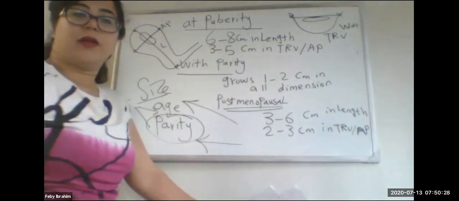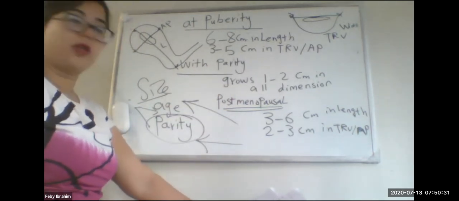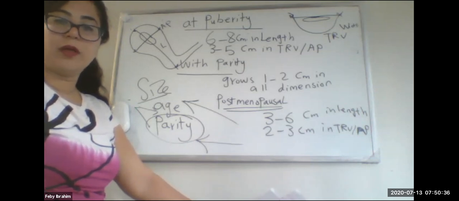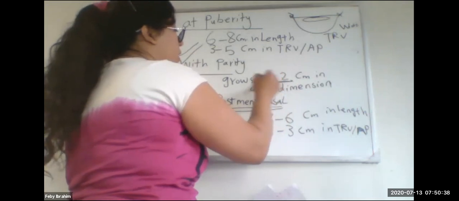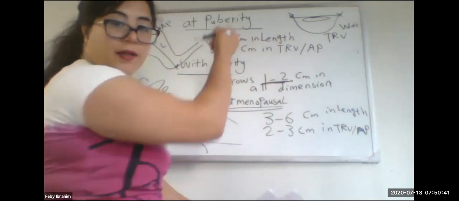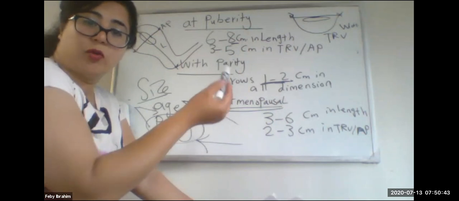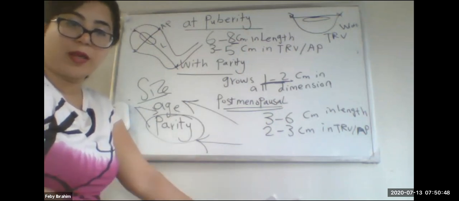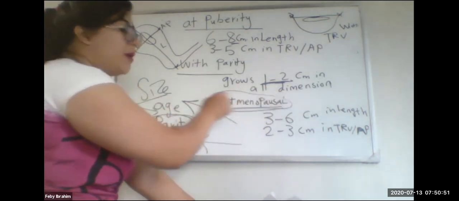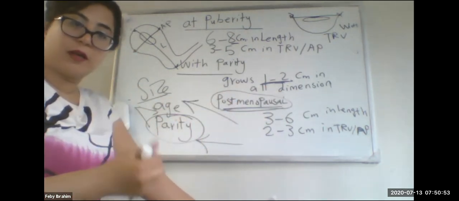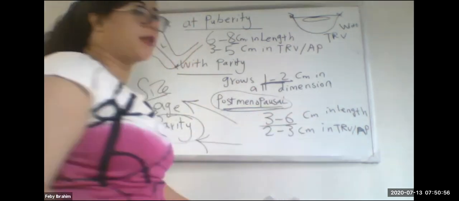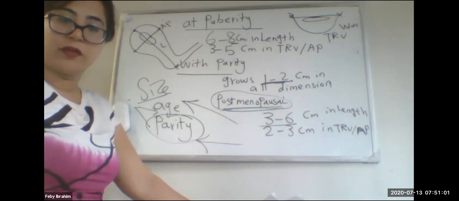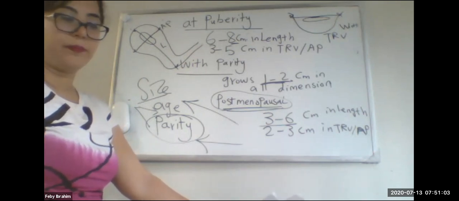3 to 5 centimeter in transverse and the anterior posterior. With parity, it will grow 1 to 2 centimeter in all dimensions. What does that mean? It means it may be up to 10 centimeter in length, maybe up to 7 centimeter in transverse and anterior posterior with parity. In postmenopausal patients, the uterus size will shrink and it will be 3 to 6 centimeter in length and 2 to 3 centimeter in transverse and anterior posterior.